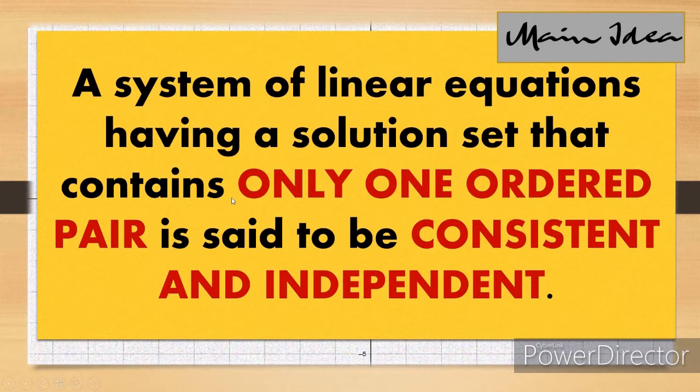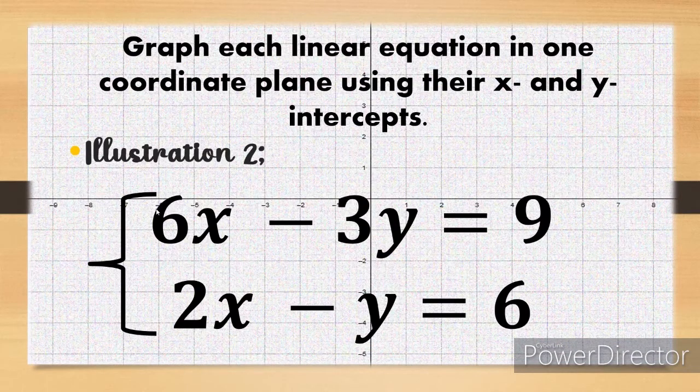Okay? Remember, a system of linear equations having a solution set that contains only one ordered pair, okay, nag-intersect lang sa only one point, is said to be consistent and independent. Next, graph each linear equation in one coordinate plane using the x and y intercept. So, next we have 6x minus 3y equals 9 and 2x minus y equals 6.